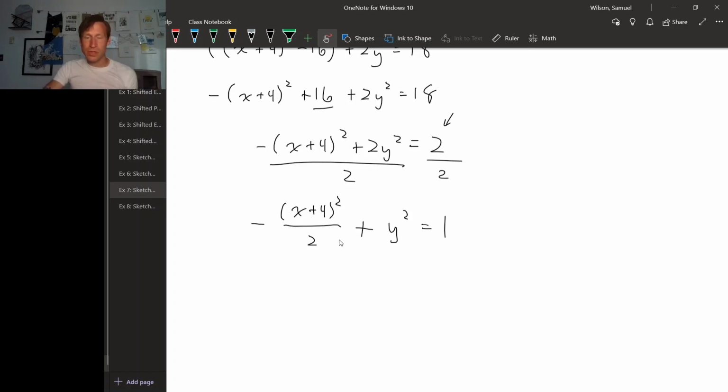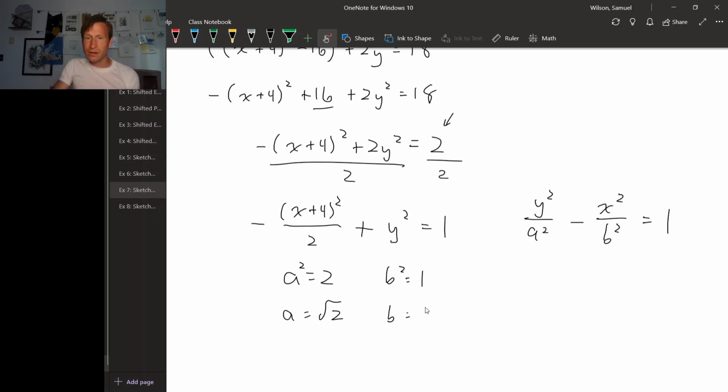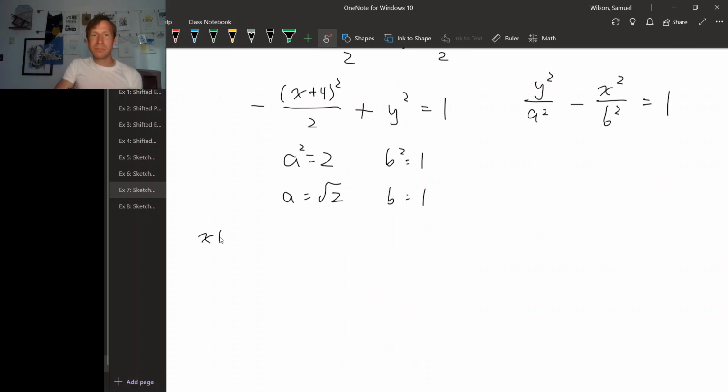The unshifted equation for a hyperbola that this looks like is y squared over a squared minus x squared over b squared equals 1. So it looks like for this hyperbola, a squared is 2, so a is the square root of 2, and b squared is 1, so b is 1. And it looks like we have a shift only in the x direction. It looks like x has been replaced by x plus 4, and that means we have a shift left 4. Remember, shifts usually are x minus the shift, so when there's a plus here, it's really a minus minus. So this is a shift of negative 4 in the x direction, so that's to the left 4.